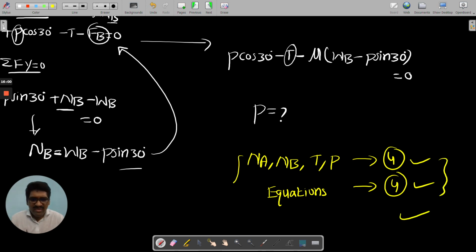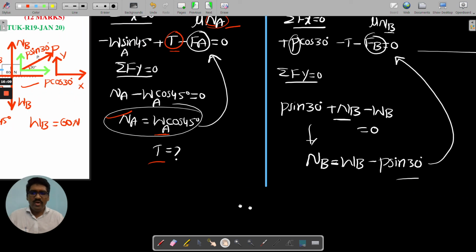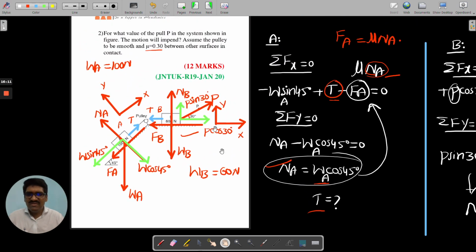So this one we have to verify initially before starting the problem, especially in engineering mechanics. All of you, I hope you understand. This question is given for 12 marks for JNTU Kakinada students, R19 regulation, given in the year 2020 January month.